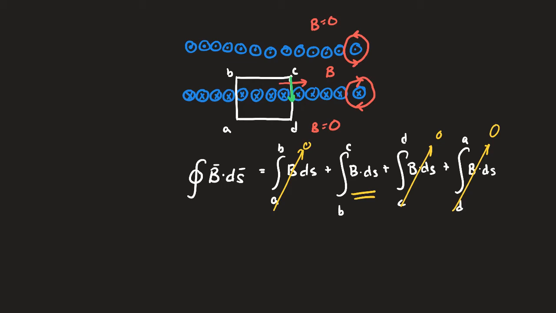Which means that whatever length loop I choose here, usually a lowercase l is used for that length, we'll get B times l as the solution of the integral of B dot ds. All right, well, that'll be just fine for me.